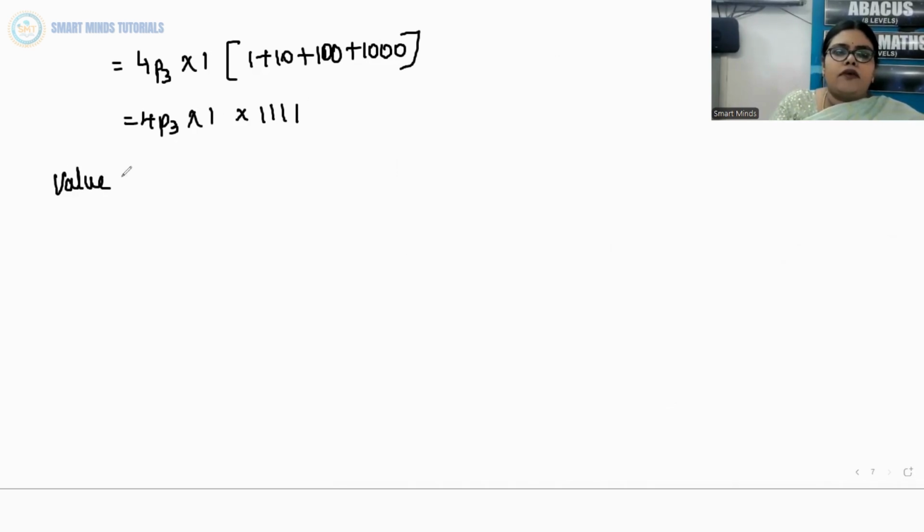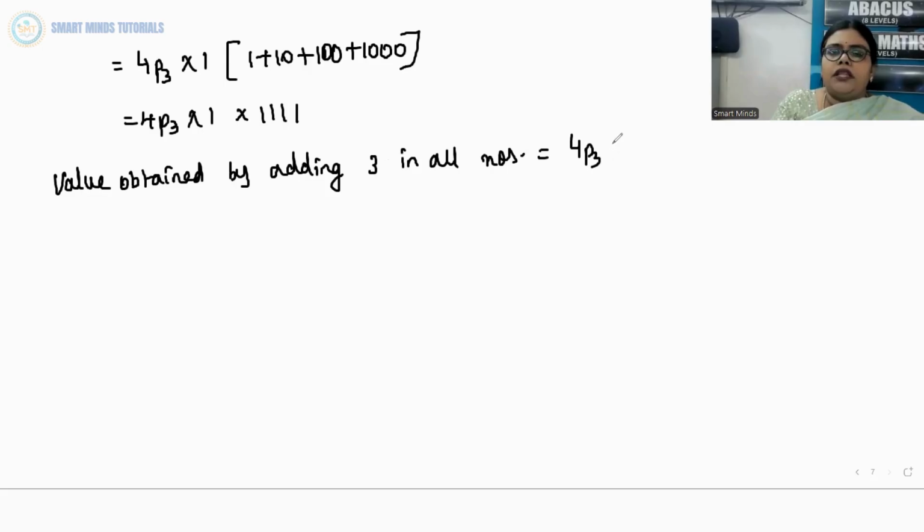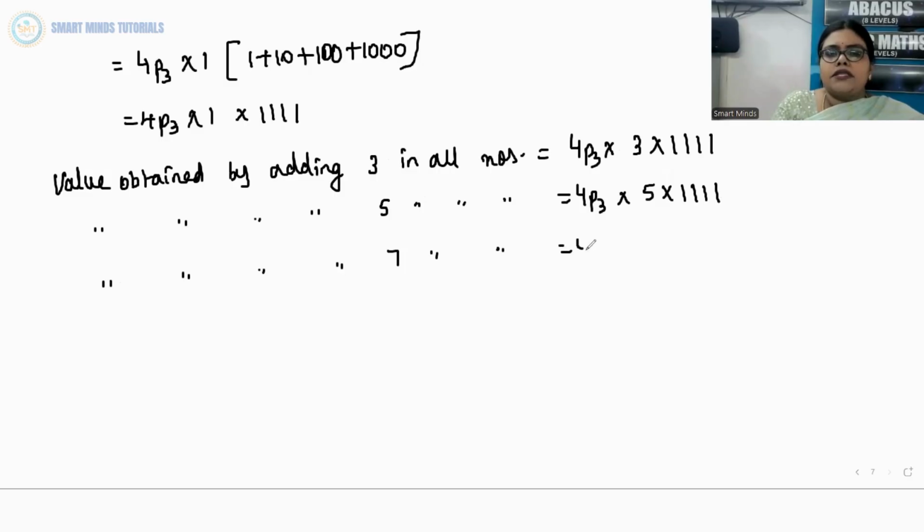The same way, what is the value obtained by adding 3 in all numbers? That is 4P3 into 3 into 1111. The same way, value obtained by adding 5 in all numbers is 4P3 into 5 into 1111. The same way, value obtained by adding 7 in all numbers is 4P3 into 7 into 1111. The same way, value obtained by adding 9 in all numbers is 4P3 into 9 into 1111.